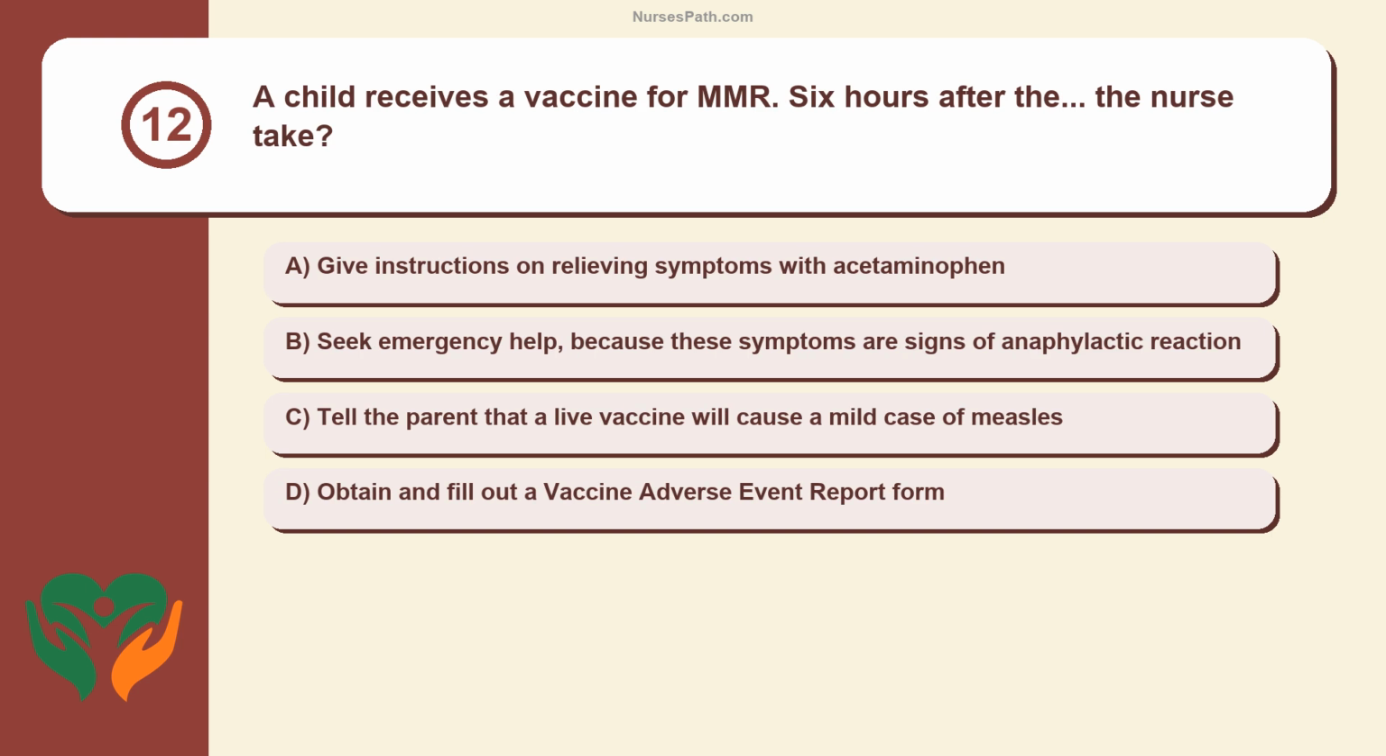Question 12. A child receives a vaccine for MMR. 6 hours after, the nurse takes a call from the parent. What should the nurse do? Give instructions on relieving symptoms with acetaminophen. Seek emergency help because these symptoms are signs of anaphylactic reaction. Tell the parent that a live vaccine will cause a mild case of measles. Obtain and fill out a vaccine adverse event report form.